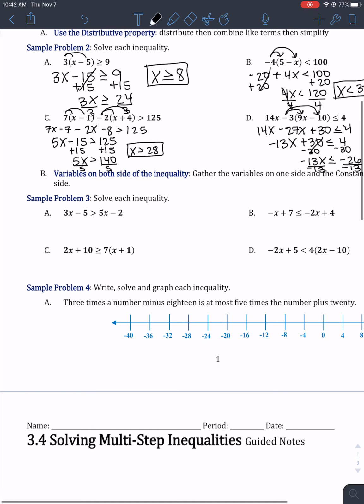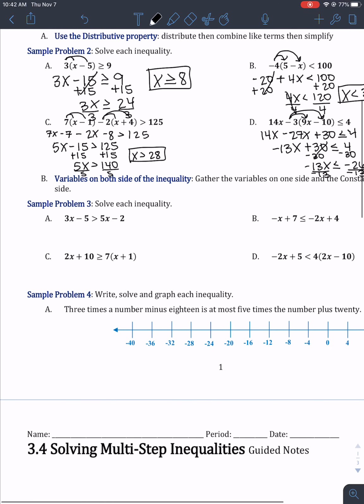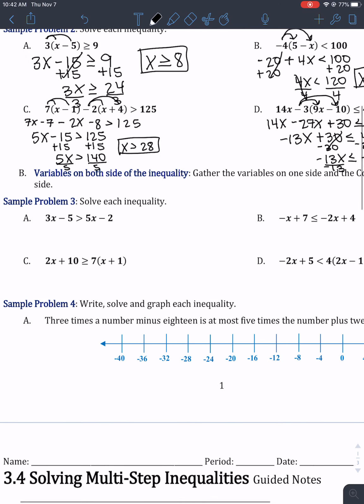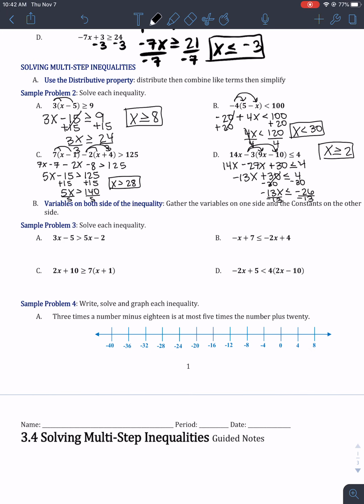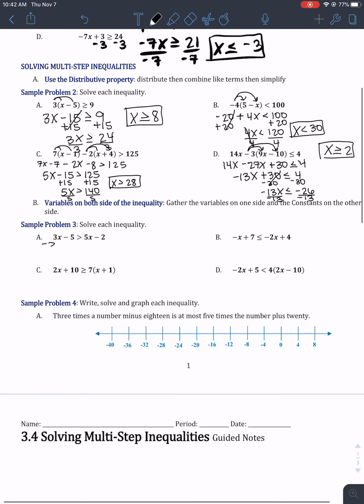So when I have variables on both sides, we're going to get them all on one side and then get our numbers or our constants on the other. So for this one here, I'm going to subtract 3x since 5x is bigger than 3x. So I have -5 greater than 2x minus 2.